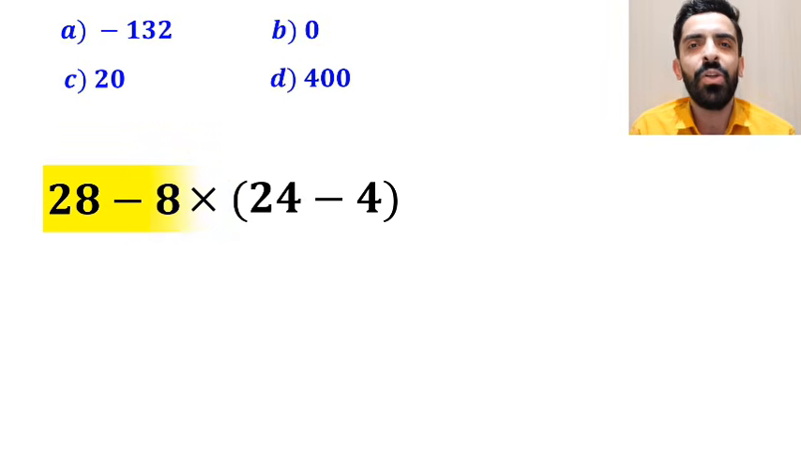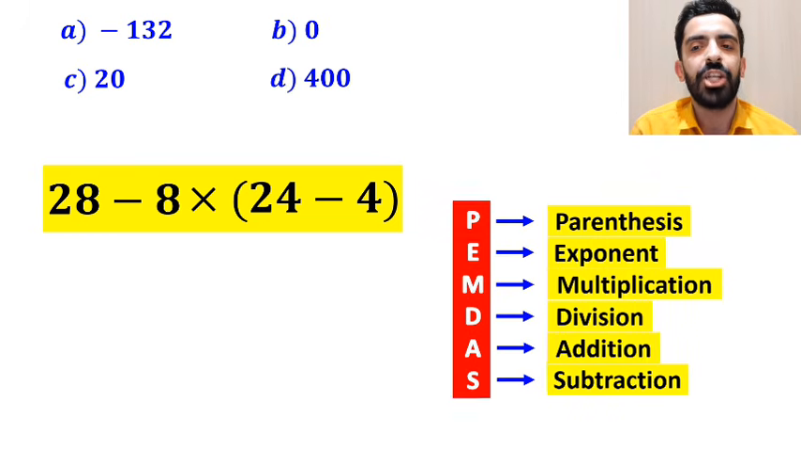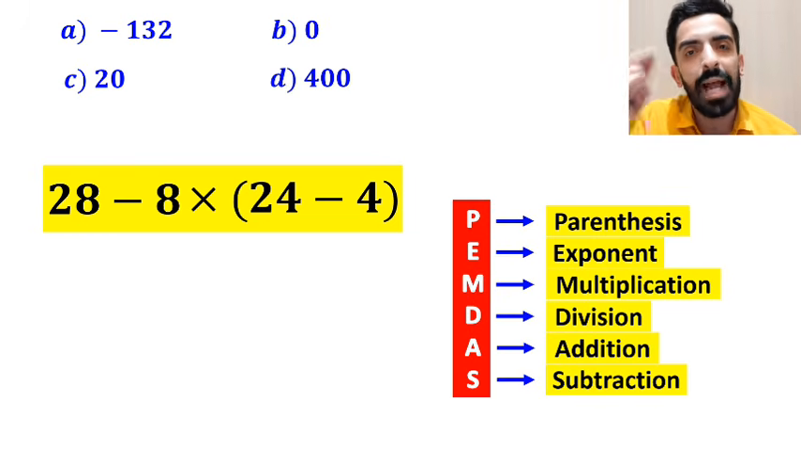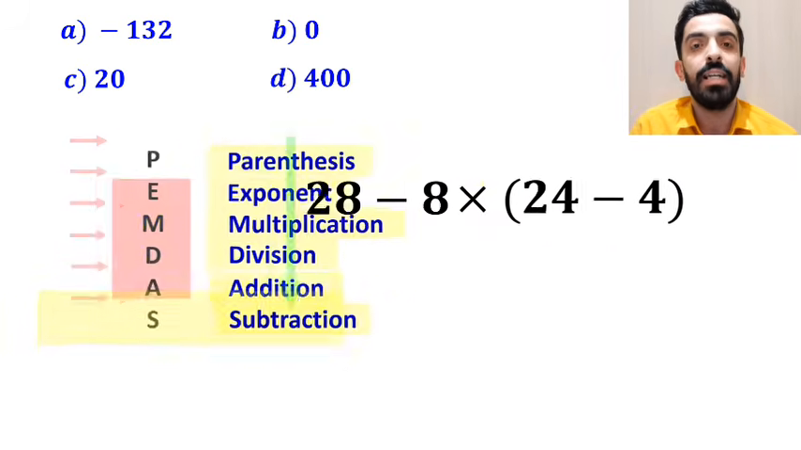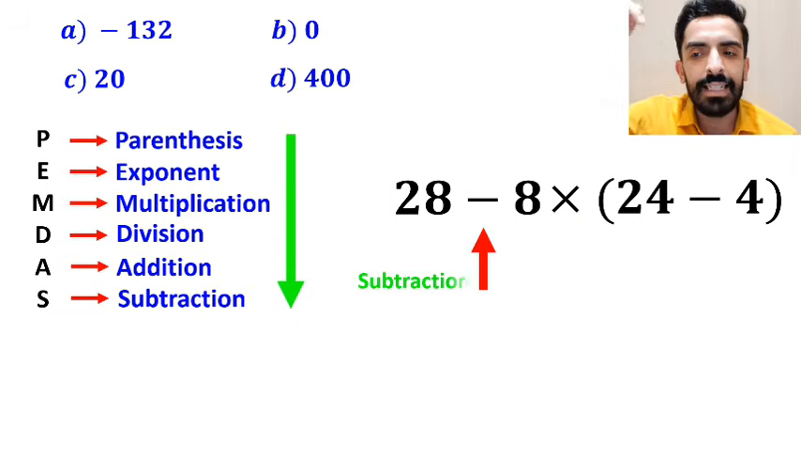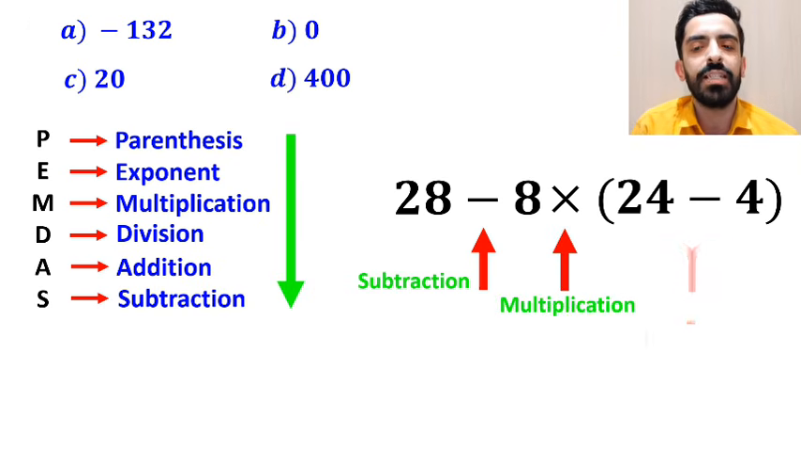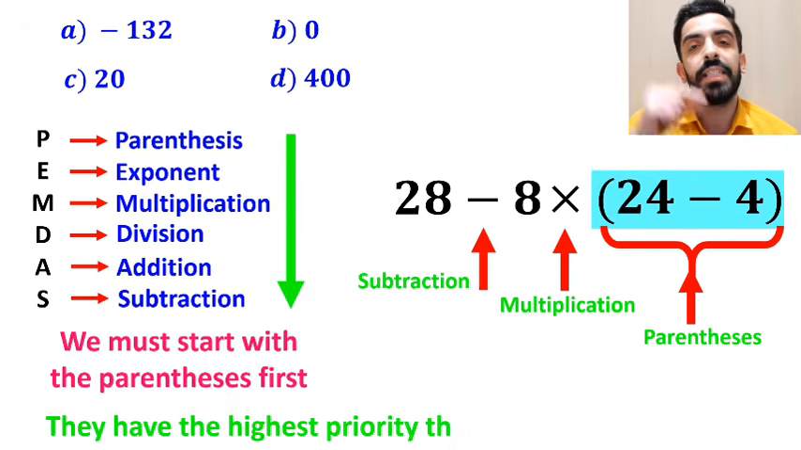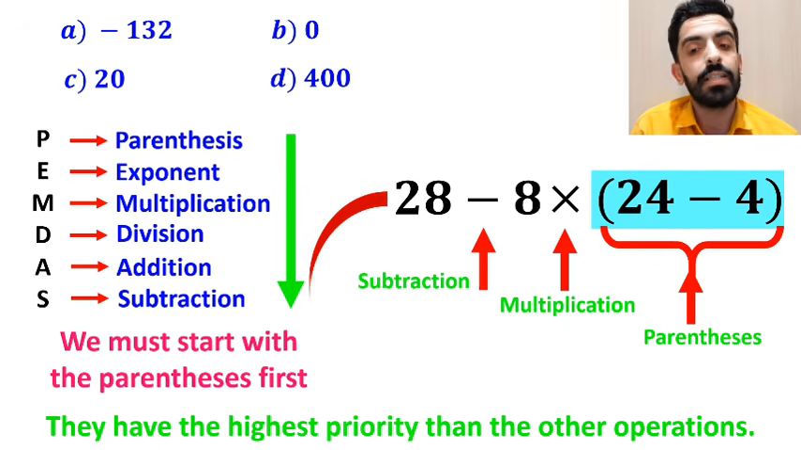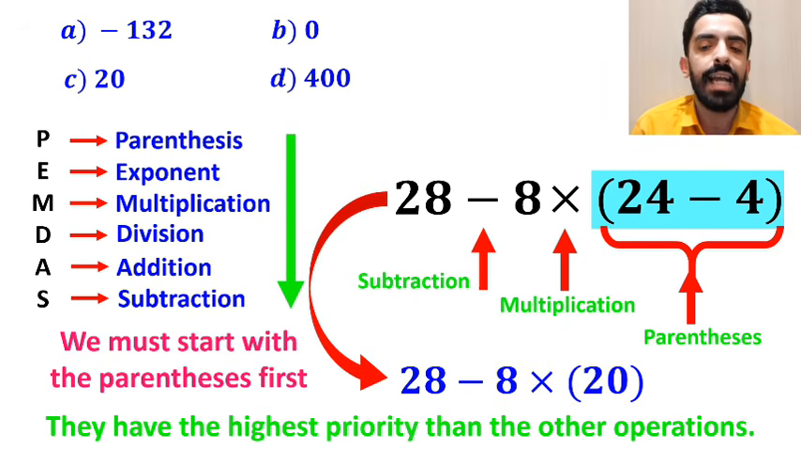Alright, now let me walk you step by step through how to solve this expression properly. To solve this question, we need to follow a rule that is called PEMDAS. PEMDAS shows us the priority of the order of operations. As you can see on the screen, in this expression, first we have a subtraction sign, then a multiplication sign, and finally parentheses. We must start with the parentheses first, because they have a higher priority than the other operations. So, we can write this expression as 28 minus 8 multiplied by 20.